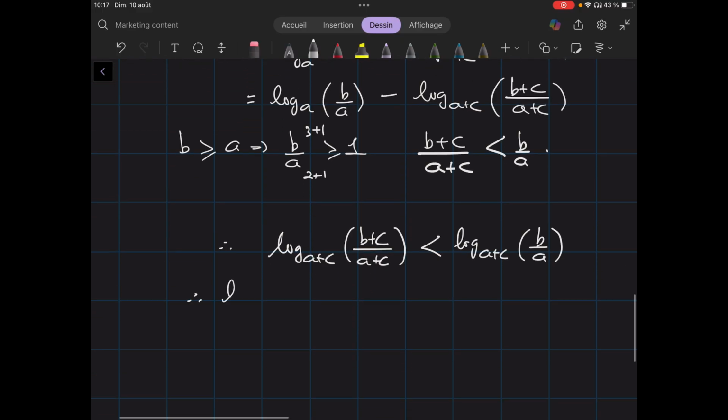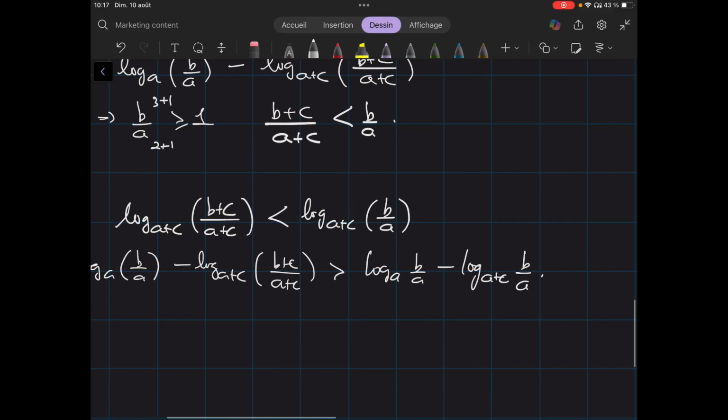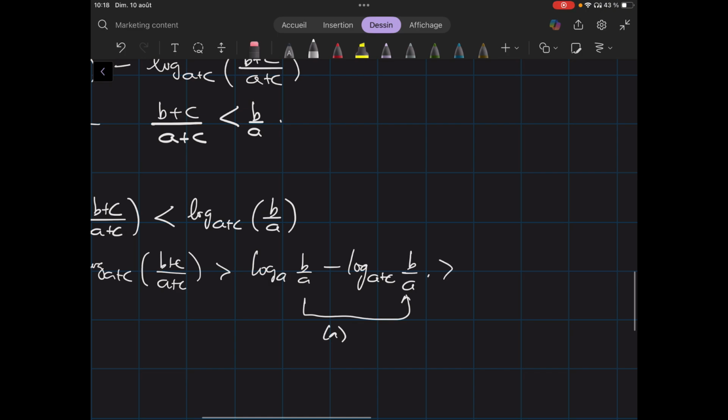Therefore, the original expression is greater than log base A of B by A minus log A plus C of B divided by A. And using part A, we can deduce that this is greater than 0 because we have a greater base with the same argument.